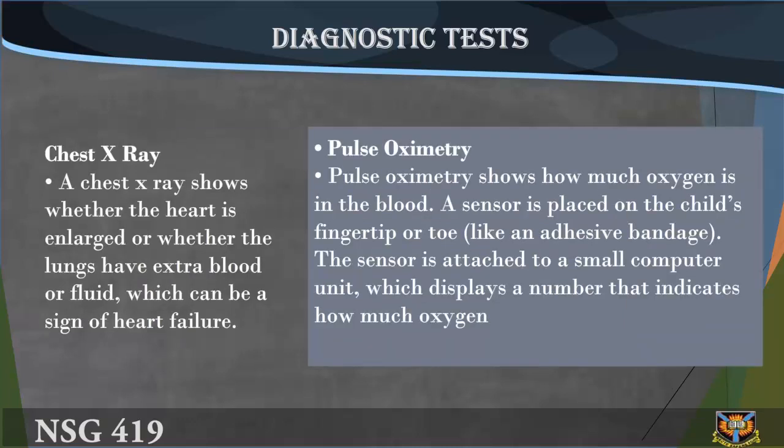Chest X-ray. A chest X-ray shows whether the heart is enlarged or whether the lungs have extra blood or fluid, which can be a sign of heart failure. Pulse oximetry. Pulse oximetry shows how much oxygen is in the blood. A sensor is placed on the child's fingertip or toe like an adhesive bandage. The sensor is attached to a small computer unit, which displays a number that indicates how much oxygen is in the blood.